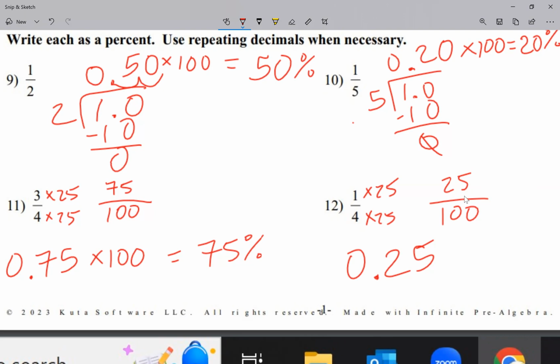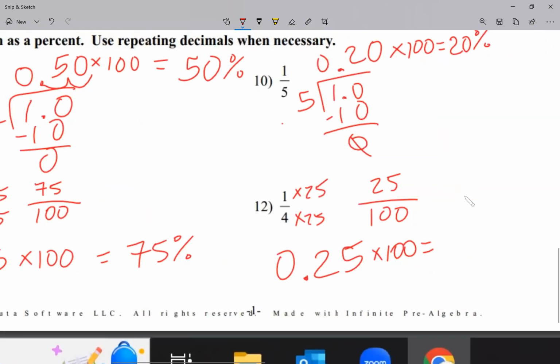To convert it into a percent, multiply this by 100. Basically move the decimal 2 places to the right. And this thing is going to give me 25%.